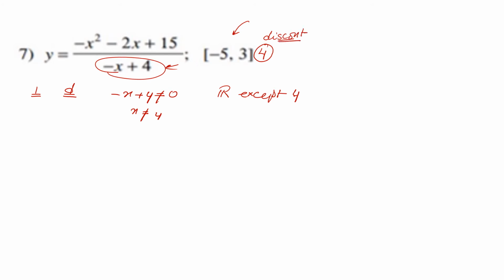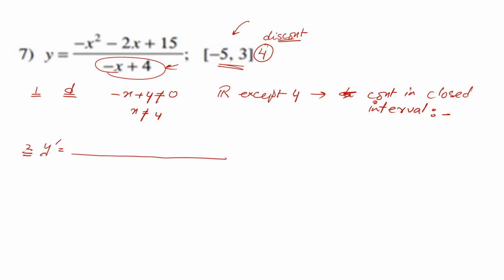But since 4 is not lying in the closed interval, you can say that the function is continuous in the closed interval. Don't forget to write the words closed interval in your work. The second thing is that you have to take the derivative and check whether it is differentiable or not. So here we can apply the quotient rule.